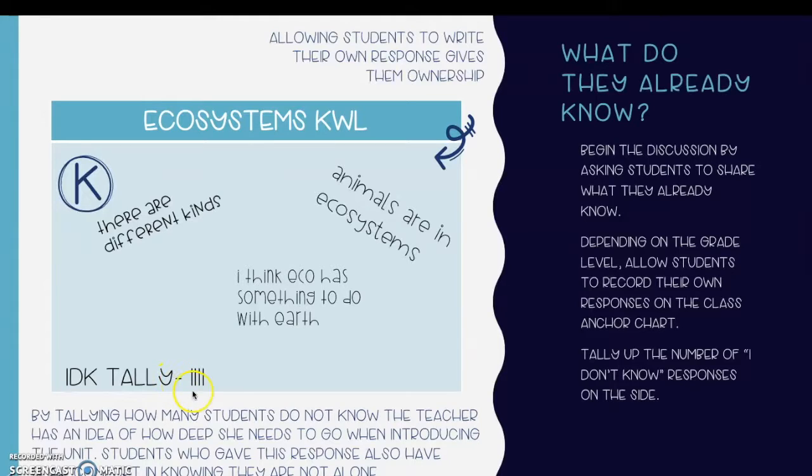And students, another benefit of tallying up these responses that they really don't know anything already, it helps students feel okay that they don't have a context to start with, and that they're not alone, which I think is important because we don't all know everything. That's why we're in school.